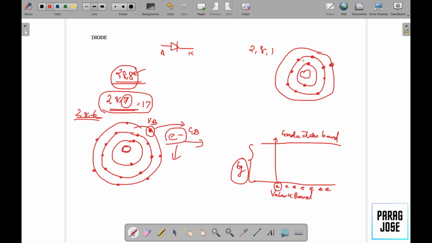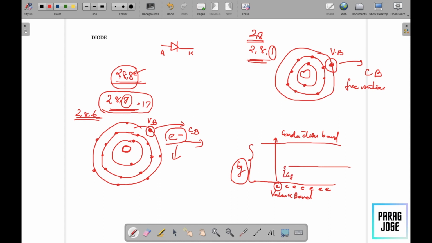Now in this scenario, since the stability is at 2, 8, this electron can be easily removed from the system. So if I want, I can easily remove this electron from the valence band, which is the outermost band, to the conduction band, which is free motion of electrons. In that case, the energy gap will be very less. A small amount of energy would be sufficient to move the electron from the valence band to the conduction band. Such kinds of materials will be called conductors.